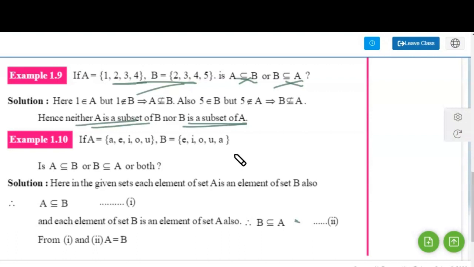Let's see the next example, 1.10. If A is the set of A, E, I, O, U and B is E, I, O, U, A, is A a subset of B or B a subset of A or both? Since these two sets are equal, we can say both are equal. A is a subset of B and B is a subset of A, both are equal.